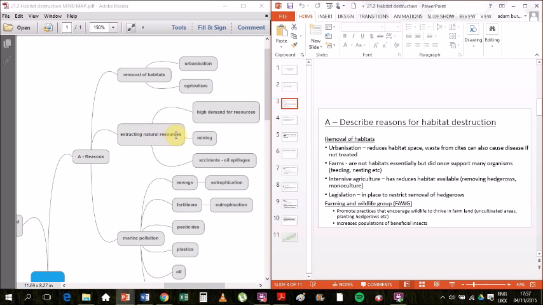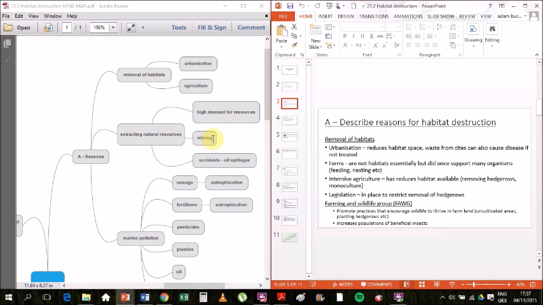The next reason for habitat destruction is how we extract natural resources. Now, we have a high demand for resources because obviously the population is increasing in the world. Therefore, we're doing a lot of mining. Mining is basically blowing up a side of a rocky area and digging into it to find certain minerals or whatever, resources, raw materials. And that means that habitats around those areas are being destroyed. Lots more than that, though.